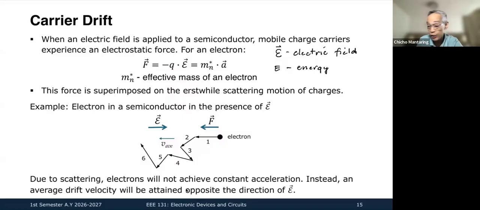So that's what I'm saying here. Due to scattering, electrons will not achieve constant acceleration. Instead, an average drift velocity will be attained opposite the direction of E.